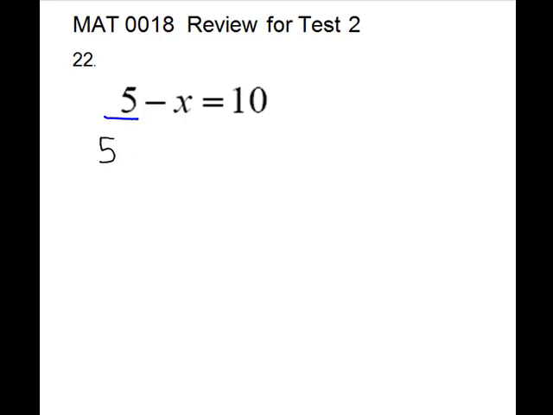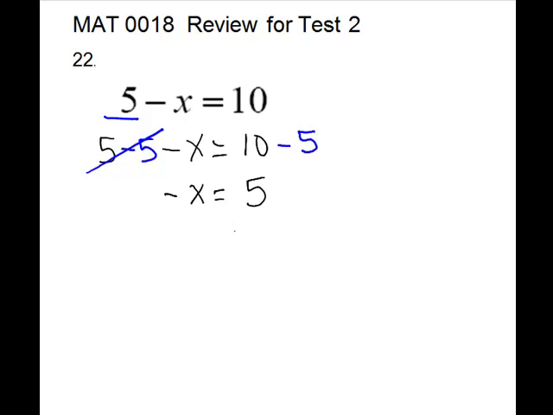So that's the one I had. I'm going to subtract a 5. Do that on both sides. Now clean up. On the left it cancels out. That was my plan. Don't lose your negative. That's with the x. And 10 minus 5 is 5.